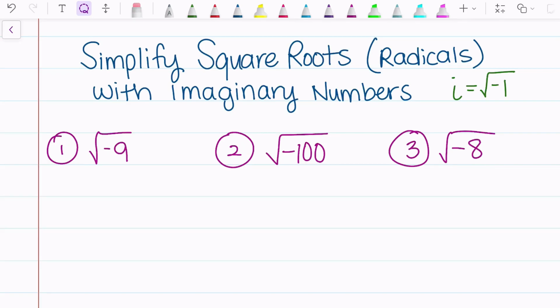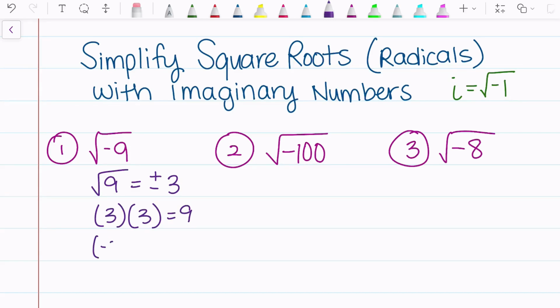In this video, I'm going to show you how to simplify a square root or a radical when there's a negative number on the inside and this results in an imaginary number. So an imaginary number, or i, comes from the square root of -1. Typically we don't think of square roots as negatives being possible because when we have the positive square root of 9, the answer is positive or -3 because 3 times 3 is 9, or -3 times itself is also 9 because a negative times a negative is still a positive.